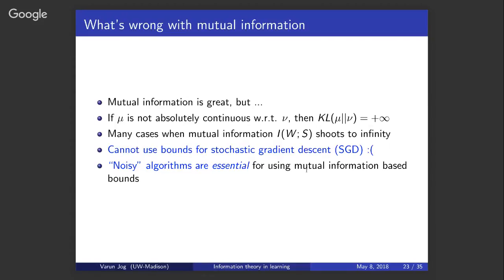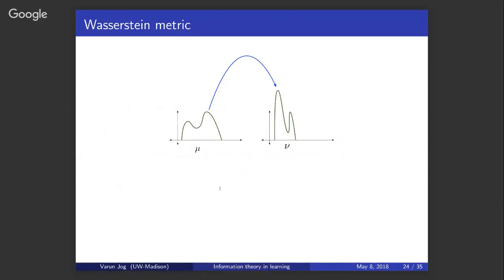Okay. All right. So I said that these noisy algorithms are good for improving generalization error, and also for escaping local minima. But it turns out these algorithms are also essential if we want to even try to use these mutual information based bounds, because otherwise we just get an infinite mutual information, and that just makes everything useless. All right, so 5 minutes.